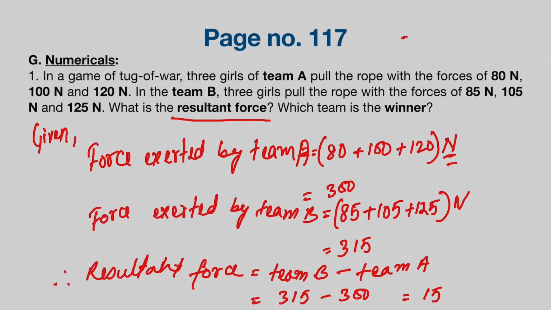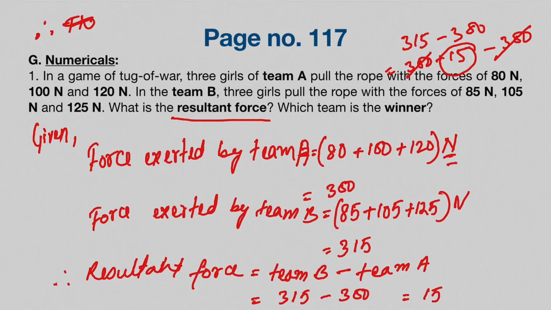Obviously that means here 315 minus 300. 315 we can write as 300 plus 15, right? And here 300. Now this 300 and this 300 will cancel each other out. They will balance each other out. And the remaining force is 15. So it is the remaining force, the resultant force, that made the rope move in one certain direction. Now I don't have space downside, that's why I will write above. Therefore team B is the winner.